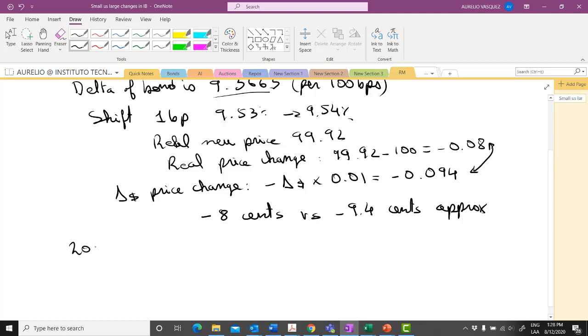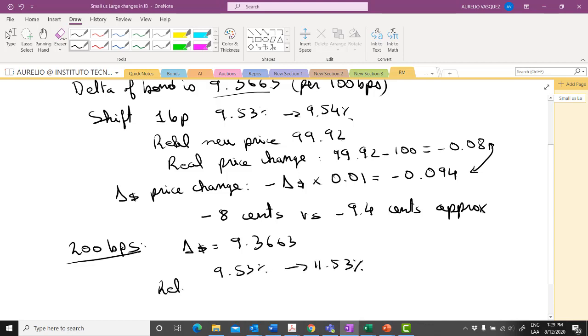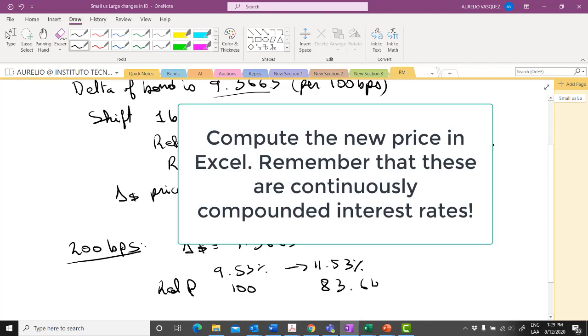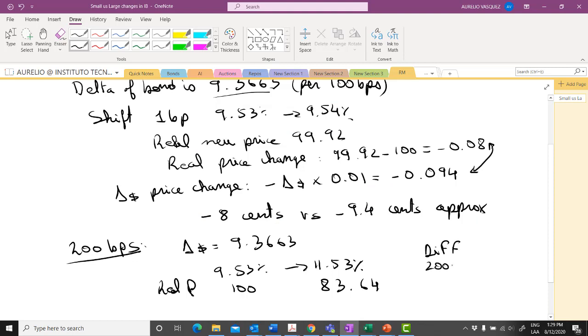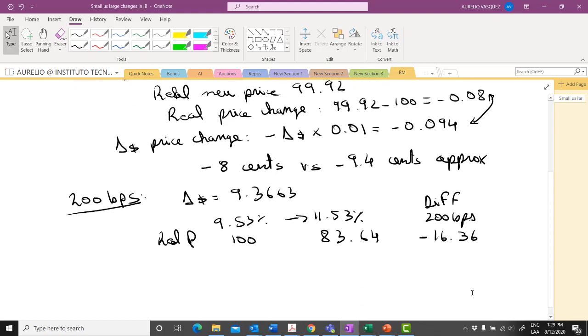Now let's see what happens when there's a change of 200 basis points. In this case, the delta dollar is still the same thing, 9.3663. Now, when rates move from 9.53 to 11.53%, then the real prices are going to be, so here we know it's already 100, and here the new price is going to be 83.64. That means that the difference is going to be, for the rates, 200 basis points, and for the prices it's going to be minus 16.36. That's how much my bond price decreased.